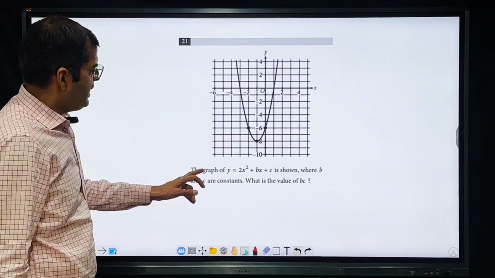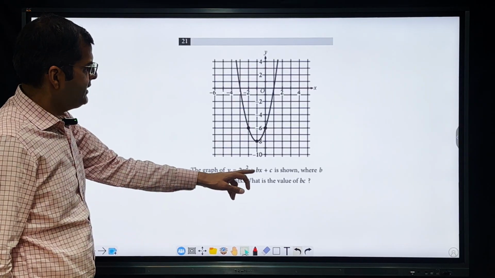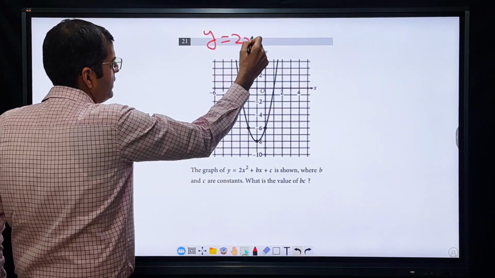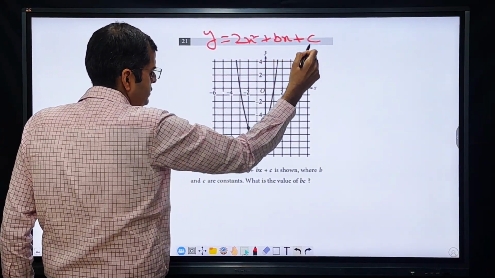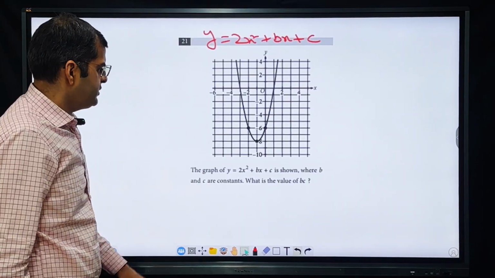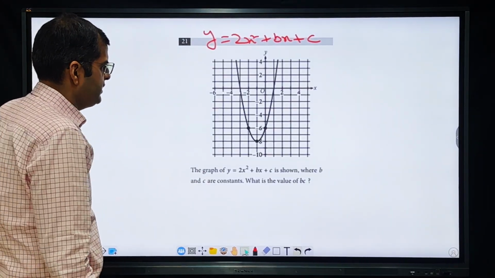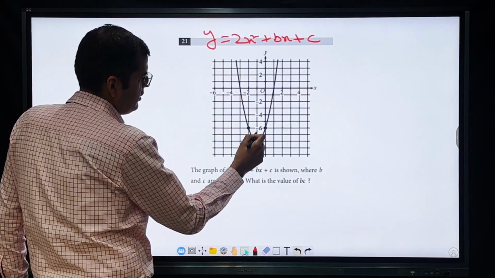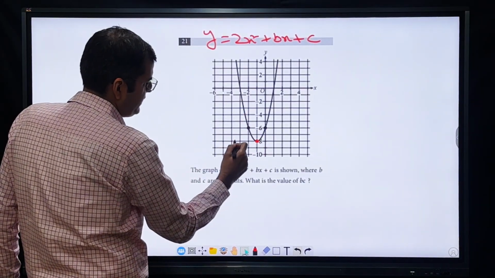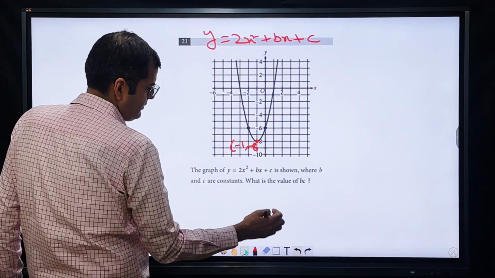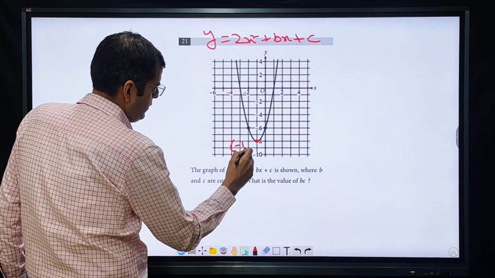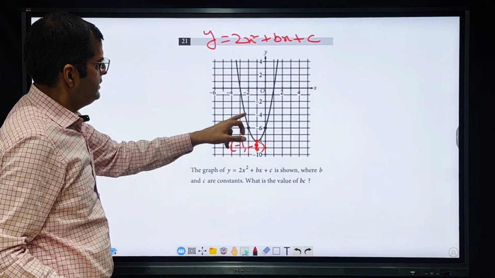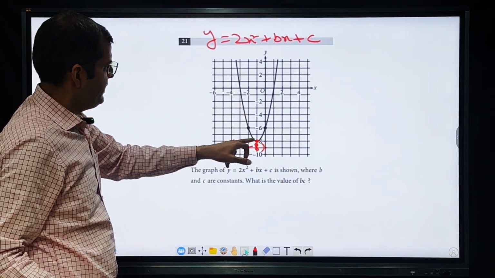Now this question says graph of y equal to 2x square plus bx plus c is shown, where b and c are constants. What is the value of b into c? Now this is the lowest point here. What are the coordinates here? If I look, this coordinate is -1 comma -8 for the lowest point of this quadratic. So x is -1 and y is -8.